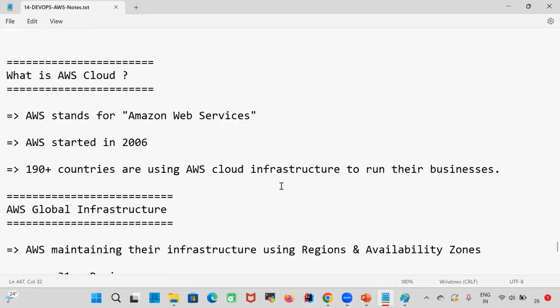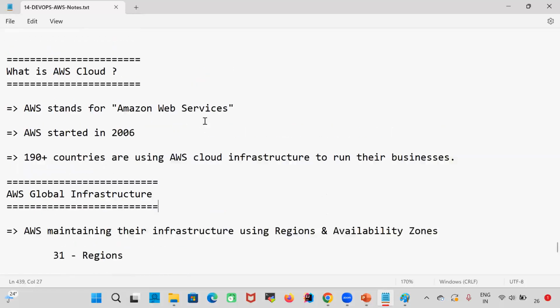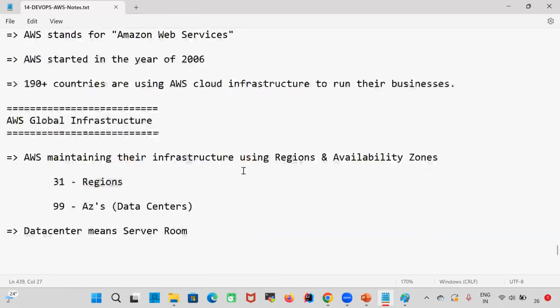Are you guys clear? What is AWS? Why are we going for AWS? AWS stands for Amazon Web Services. AWS started in the year 2006. AWS provides services for 190 plus countries. How does AWS provide the services for 190 plus countries? Using global infrastructure. What is the global infrastructure?